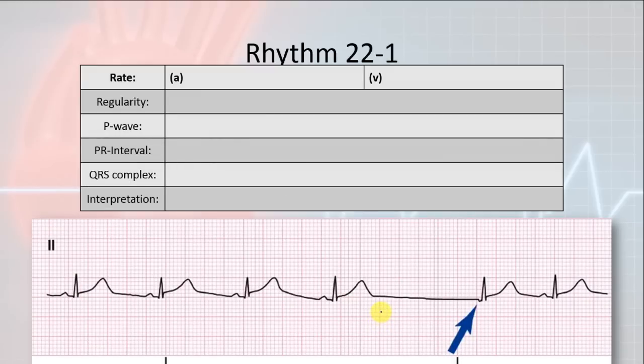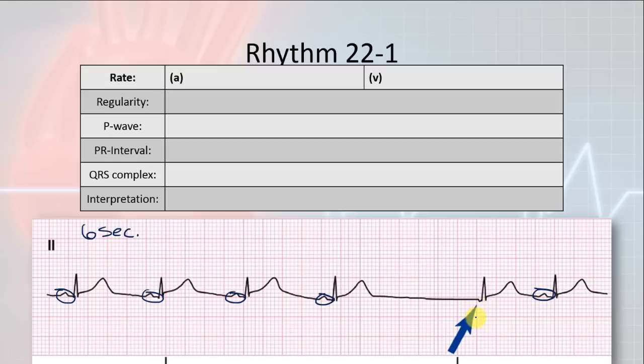Let's look at our first rhythm here. Let's follow the interpretational process. We have atrial and ventricular rates. Do I have an atrial rate? Well, technically I do, and let's pretend that this is a 6-second strip. I can do it one of two ways. I can count my P waves. So this could be a 1, 2, 3, 4, 5.